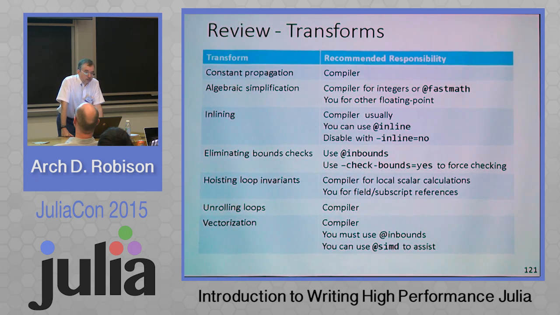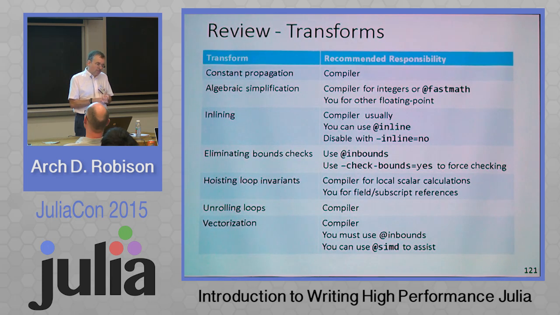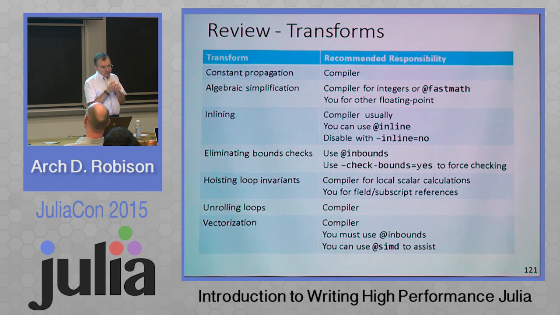So, as far as transforms, for constant propagation, leave it to the compiler. You might need to help it with fast math in the floating point cases, or by careful grouping. Likewise for algebraic simplifications: for floating point, you may have to do it yourself or give it the fast math liberty. For inlining, I've been happy with the inliner heuristics for most cases. I really haven't done a lot of @inline. But if you want to, you can mark a function with @inline, and you can disable it with --inline=no if you want to turn it all off.